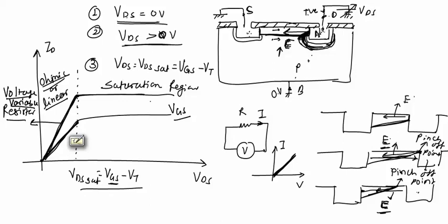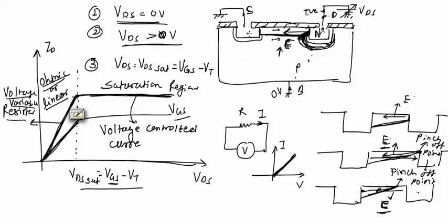While in the saturation region, we are getting a constant curve. This curve is a constant current curve. VDS is changing, but drain current ID is constant. If drain current ID is constant, we will say that in the saturation region it is operating like a current source, and more specifically a voltage controlled current source. So in the saturation region, an enhancement type MOSFET behaves like a voltage controlled current source.